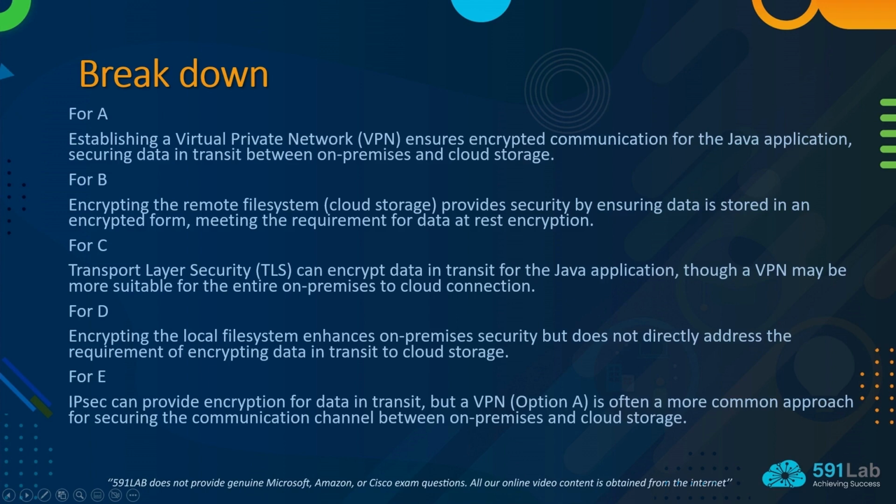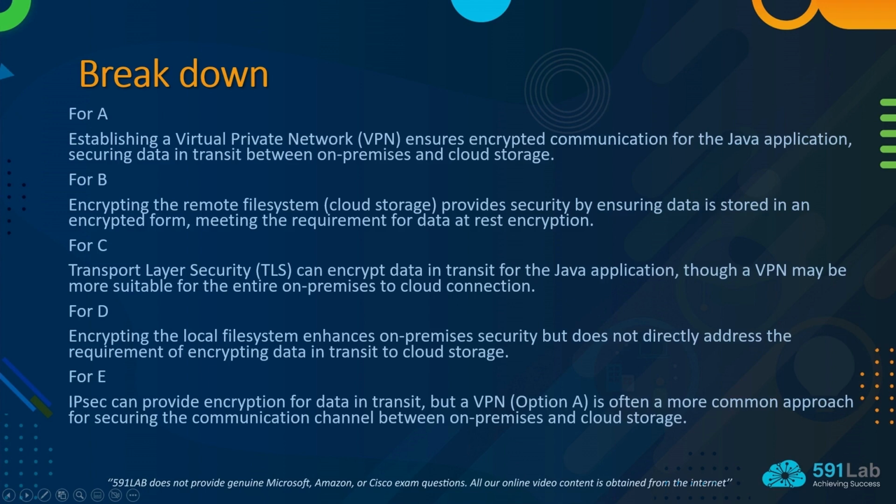For option C, transport layer security, that means TLS, is a protocol that provides encryption and data integrity for communications over the network. Using TLS for the Java application ensures that the data is encrypted in transit. However, in the context of the given requirements, a VPN might be a more suitable solution for the entire connection between on-premises and cloud storage.